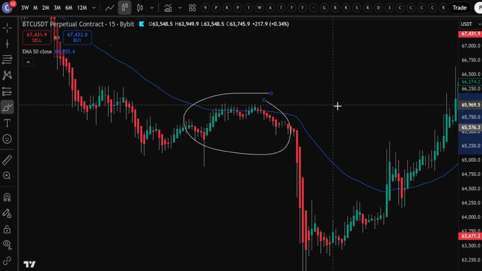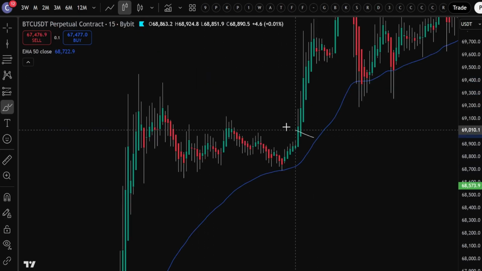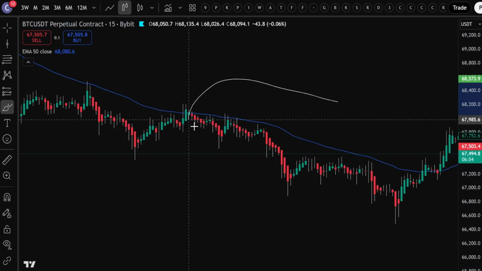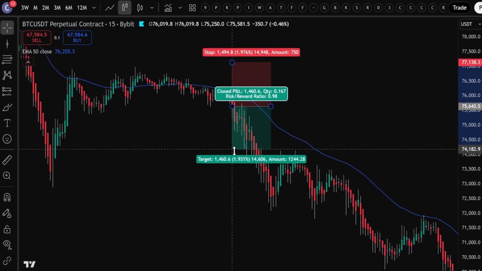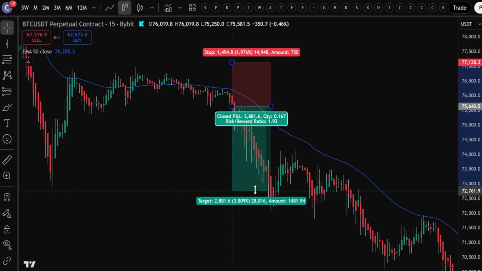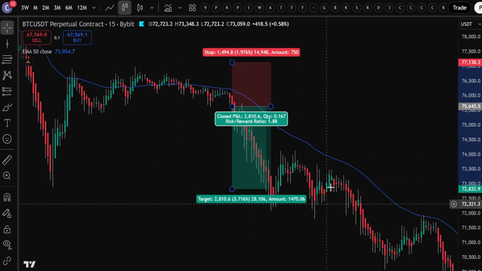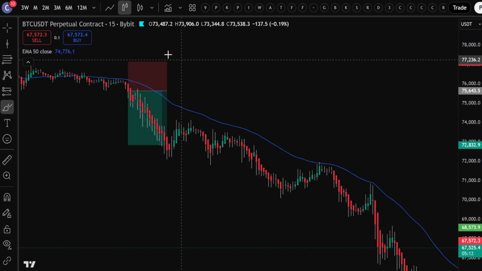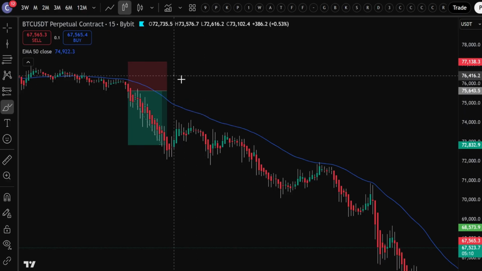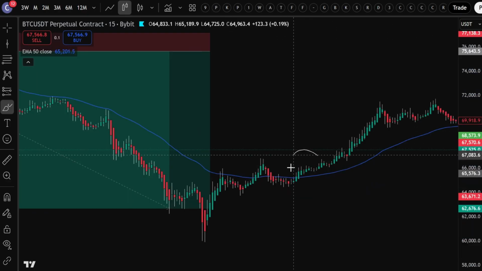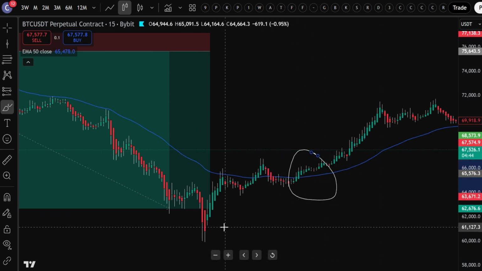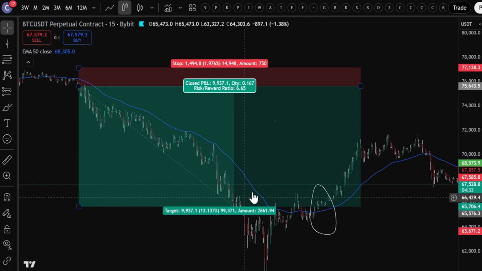You can take multiple continuation trades as long as the price keeps rejecting the 50-period EMA and there's no major divergence. If you're confident in your trade, you can close 80 to 90% of your position at your first take profit level and then trail your stop loss on the rest until you start seeing the opposite color candle form. That's your signal to exit completely.